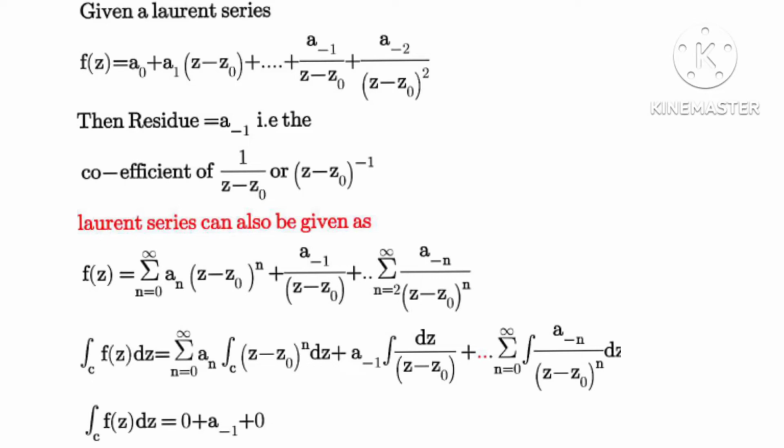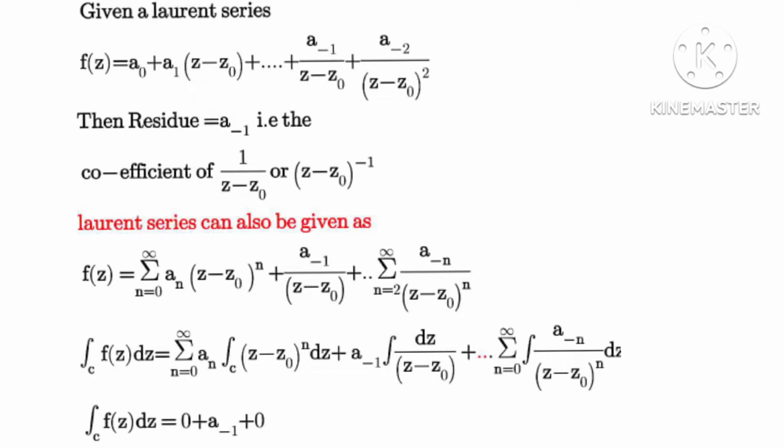Alright guys, so in this video we'll be considering residues at simple pole and at ordinary pole and at end poles. So we have a Laurent series A0 plus A1, then we have our residue to be A minus 1. So our residue is the coefficient of z minus z naught raised to power minus 1. So that's the definition of a residue.